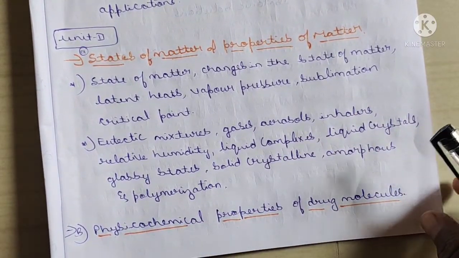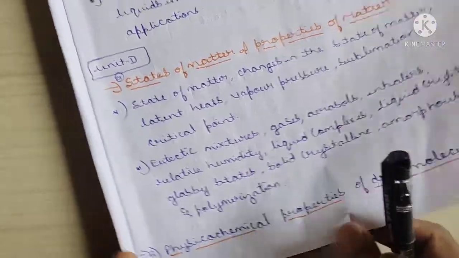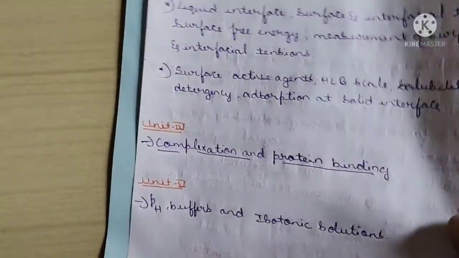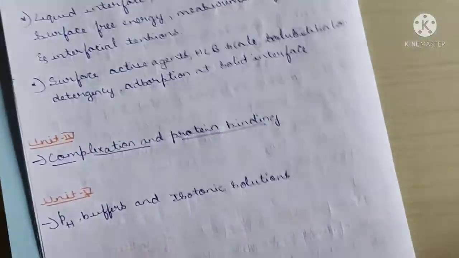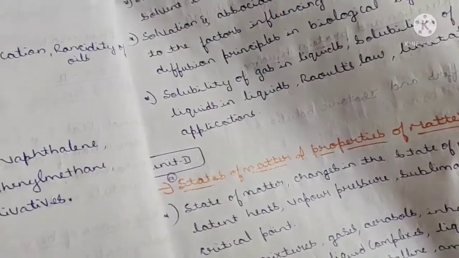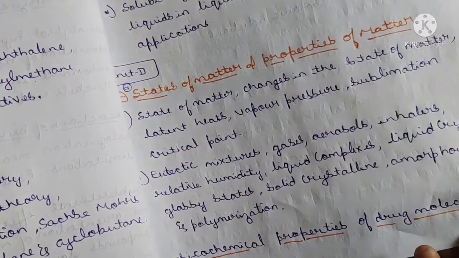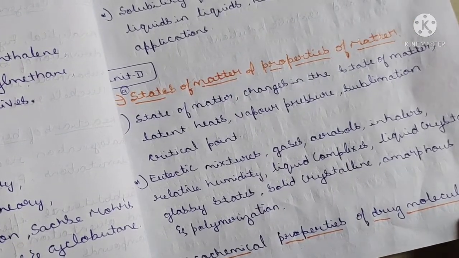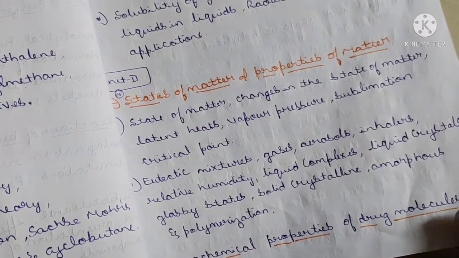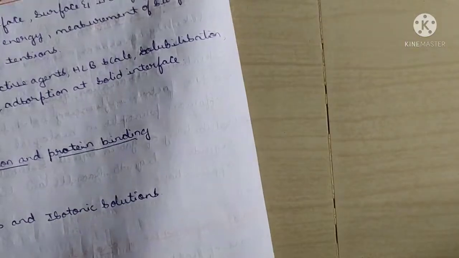Then in physicochemical properties of drug molecules, we will study the physical and chemical properties of the drugs, how the drugs will act, and how stable they are or not, their chemical stability and their physical stability.